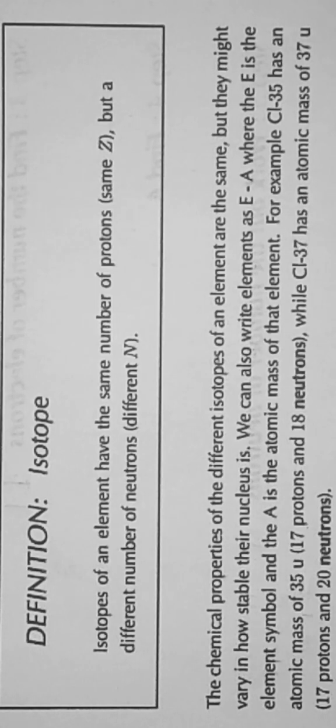Here the chlorine has an atomic mass of 35, 17 protons and 18 neutrons. And another chlorine has an atomic mass of 37 and has 17 protons and 20 neutrons. You can see the difference. The protons are the same, but the neutrons are different between those two chlorines.